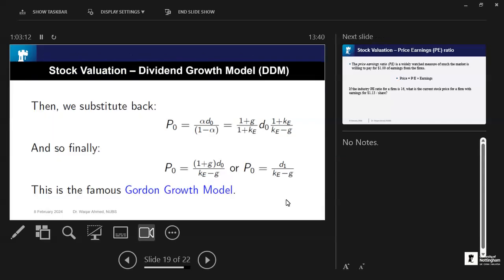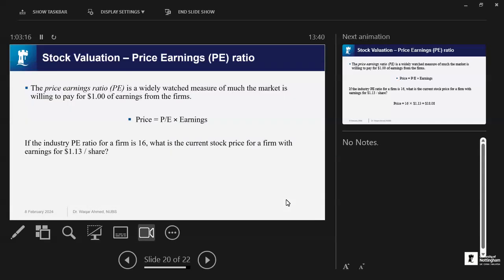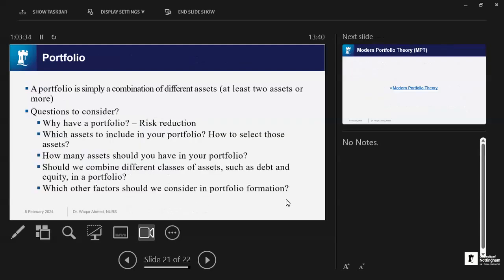Good. So all of you have seen this earlier as well. But in addition to this method, there are other methods that we use. We can use some sort of multiples. The standard multiple that we use is price to earnings. It could be book to market, or it could be any other multiple to come up with the price of the stock. All right, so that's about valuation.